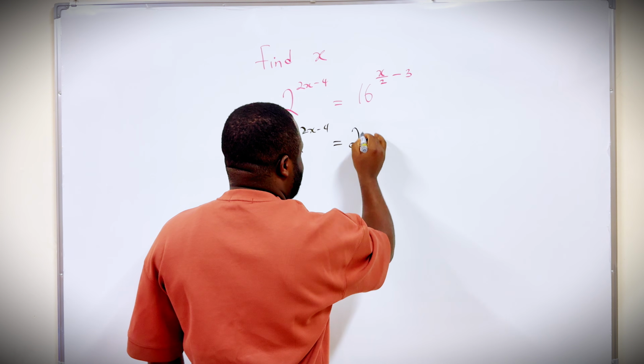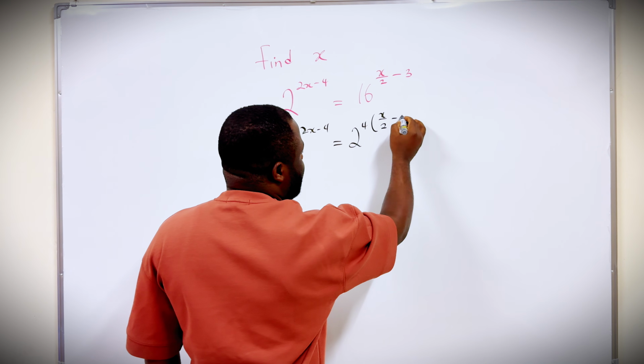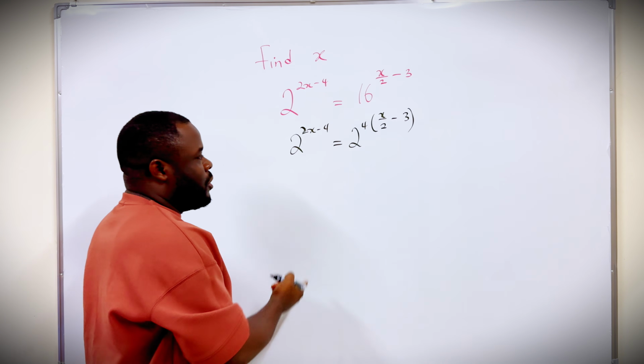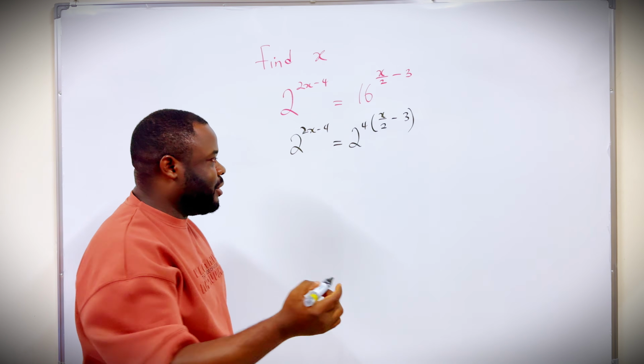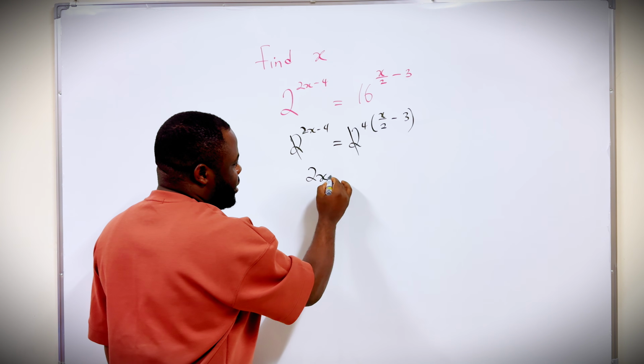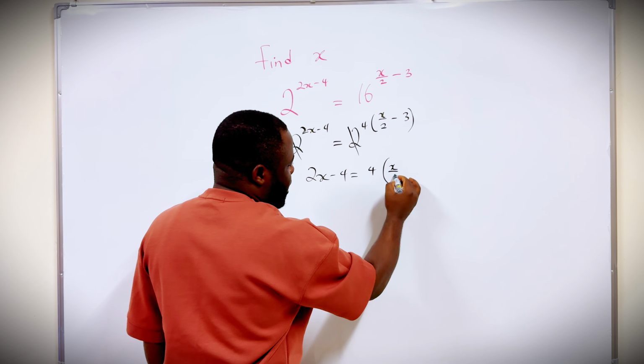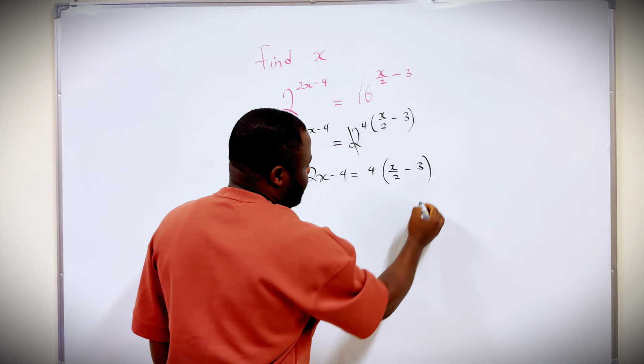So you have 2 power 4 in the bracket of x over 2 minus 3, right? So now both of them have the same base. So you cancel out the bases. You have now 2x minus 4 equals 4 multiplied by x over 2 minus 3.